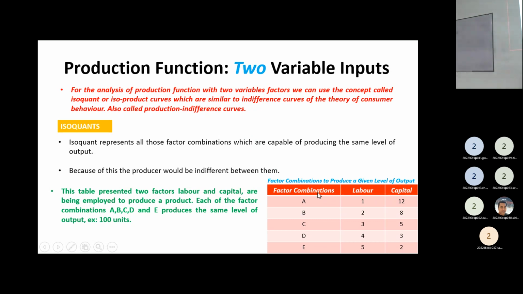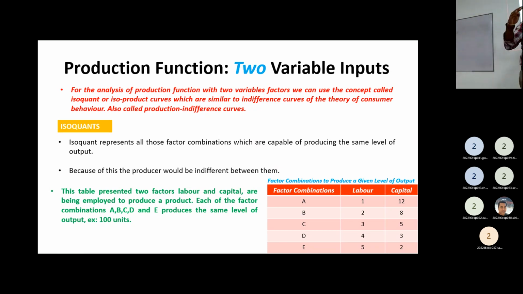Now, here you have different factor combinations. You have factor combination A, B, C, D, and E. Assume that you are going to produce 100 units. And for you to produce that 100 units, there are 5 factor combinations available. Which means if you choose factor combination A, you can use 1 unit of labor together with 12 units of capital to produce 100 units. Clear? Similarly, if you choose factor combination B, you can choose 2 units of labor together with 8 units of capital to produce the same output. Similarly, if you consider factor combination E, you could see that you are using 5 labor units together with 2 capital units to produce the same output.